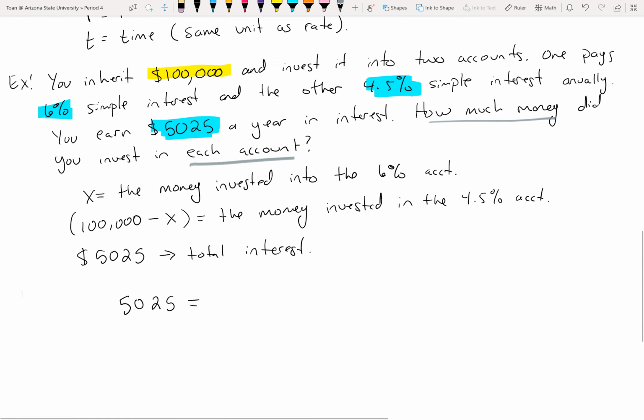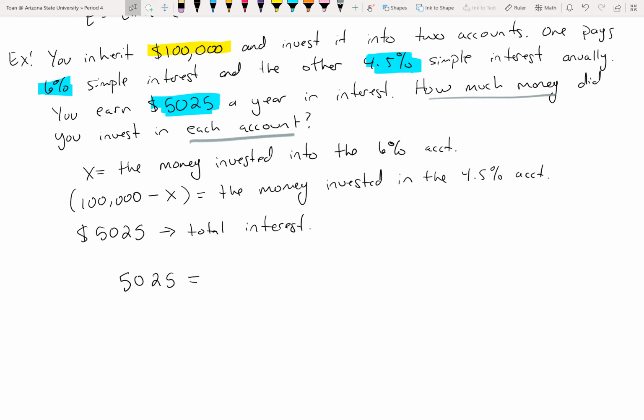So let's start with the 6% account. I need the principal, the amount of money I invested in the 6%. What represents that? X. Times R, the interest rate. Well, it's the 6% account, so you put 6% as a decimal. Times T, number of years. Well, it says annually, so that's 1. That's the interest for one account. But I do have another account, so I do plus. Then you just repeat the process for the other account. How much money did I invest in the 4.5% account? It's right in front of me.